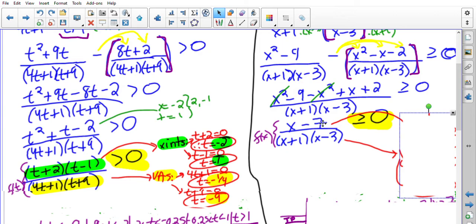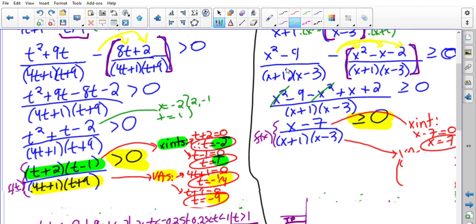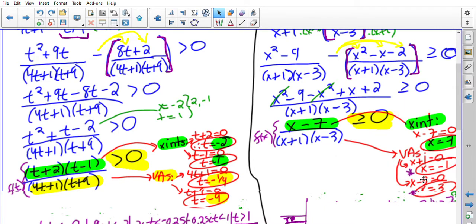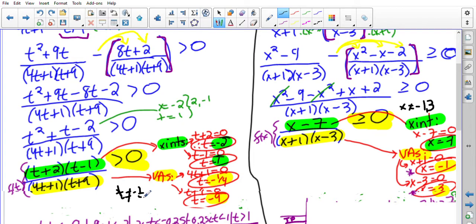Again, I come up with my x-intercept as wherever the numerator is equal to 0. So that is at 7. So x-intercept at 7. And then our vertical asymptote is wherever the denominator is equal to 0, and that is at negative 1 and 3. Also at the side here, let's make sure that we write our restrictions always at the side. So x cannot equal negative 1 and 3. And back over here, I'm also going to write our restrictions that t cannot equal negative 1 over 4 and negative 9. Always writing restrictions with rational functions.